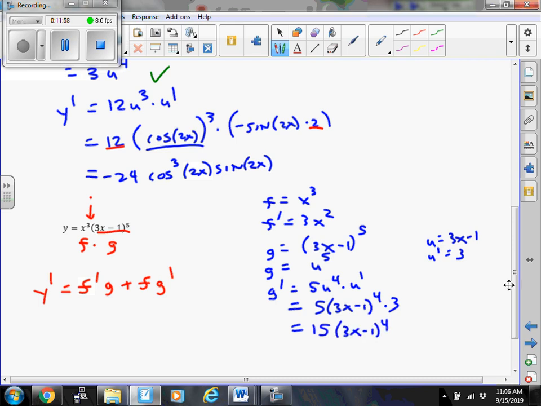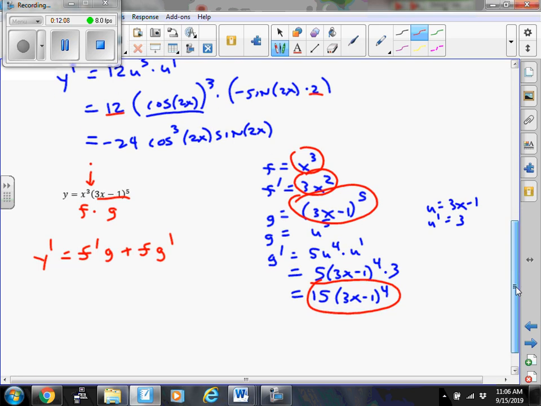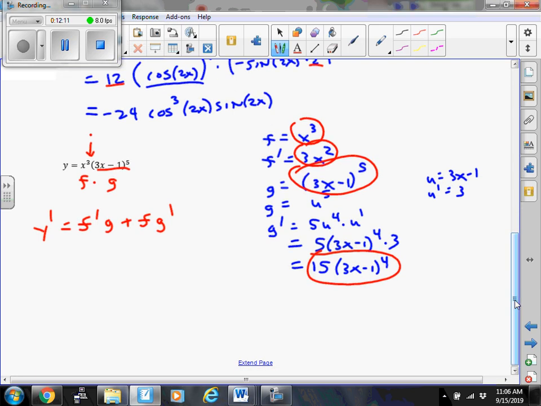Okay, so now what have I got here? Let's see. I've got my F. I've got my F tick. I've got my G. I've got my G tick. All right. And now this step is easy. I'm just going to PII. Come over here and PII. F tick, G. Okay, there's one term. Plus, now I'm going to write the second term, F times G tick.